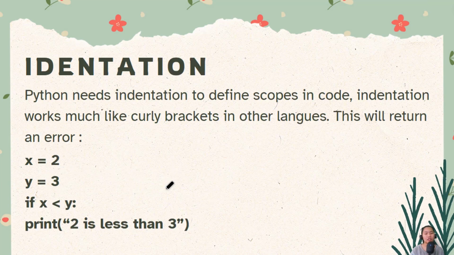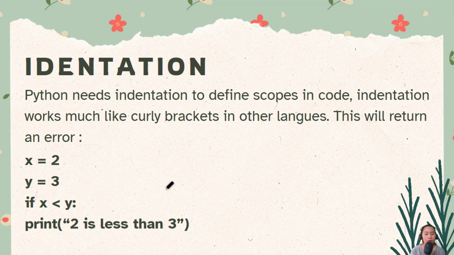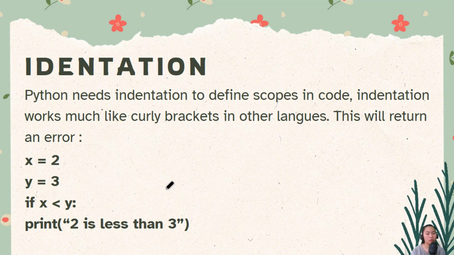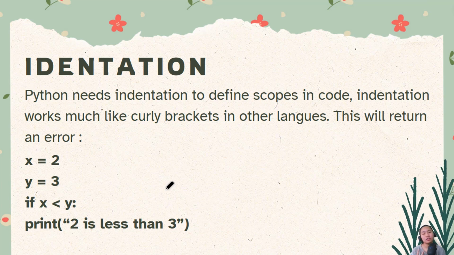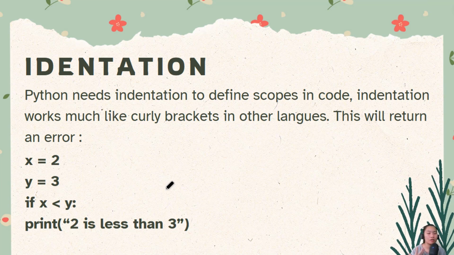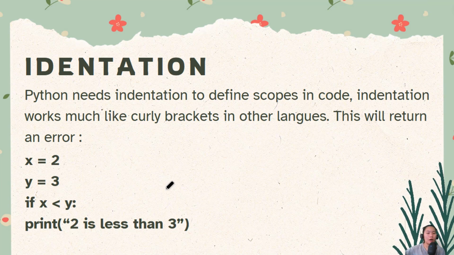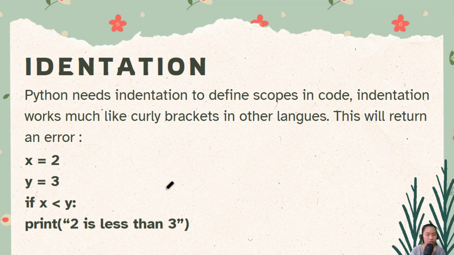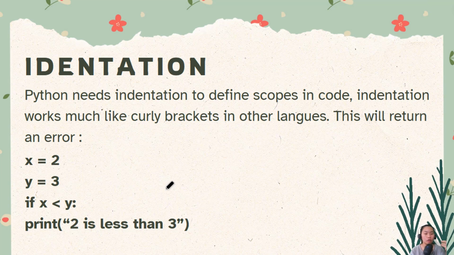Now, for Python, indentation is very important. Python needs indentation to define scopes in code. Now, you'll be learning about scopes in future lessons, but what you need to know is that it needs indentation to identify where a block of code begins and where it ends, how each block of code is separated from each other. It relies on indentation for that. Now, in other languages, it uses curly brackets.